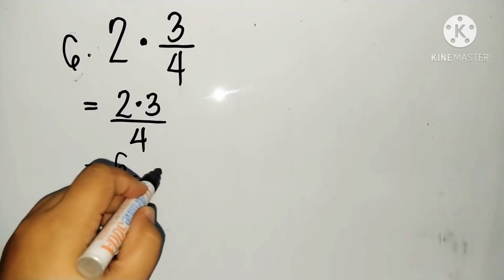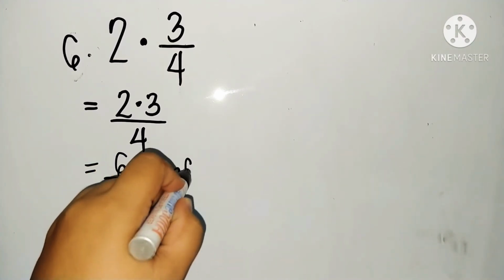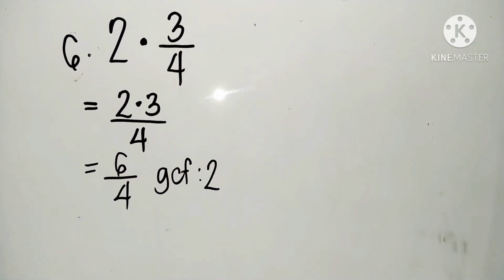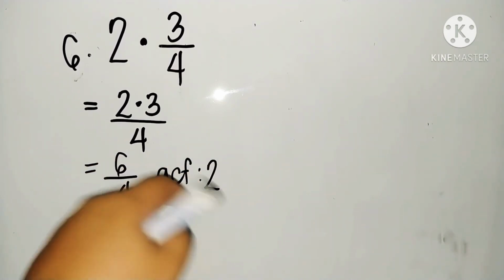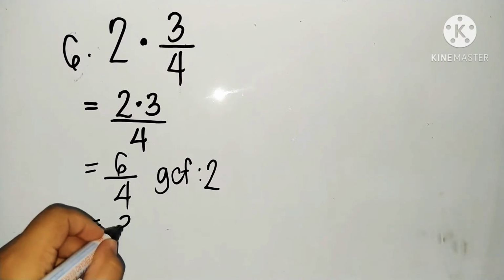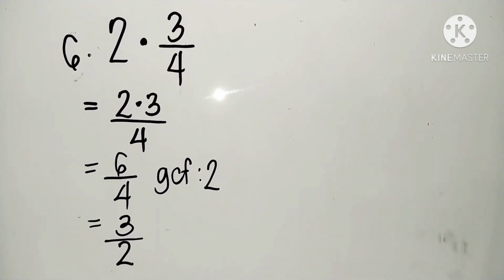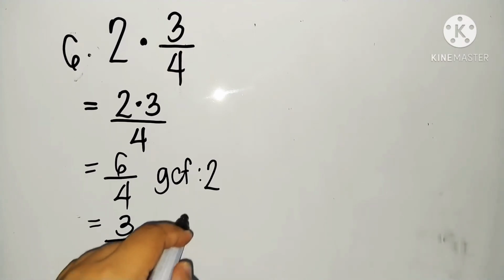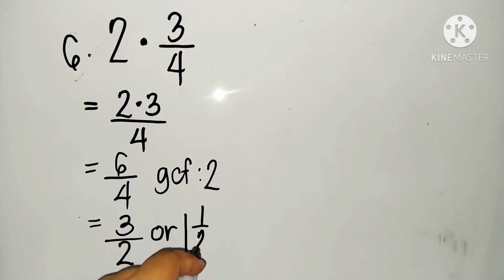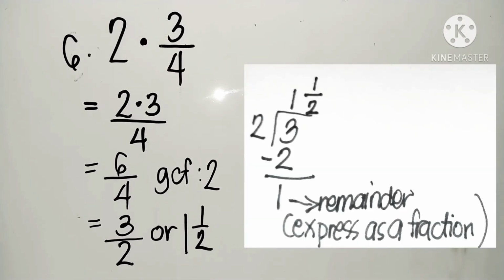So, pwede natin i-express into lowest term yung ating fraction. Magiging 6 divided by 2 is 3 over 4 divided by 2 is 2. Or, you can also express it into mixed number. So, magiging 1 and 1/2. I-insert ko na lang dito yung solution ko bakit ito naging 1 and 1/2.